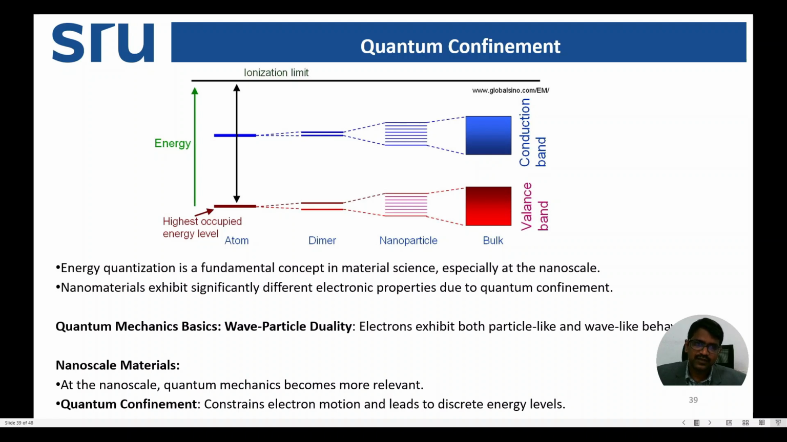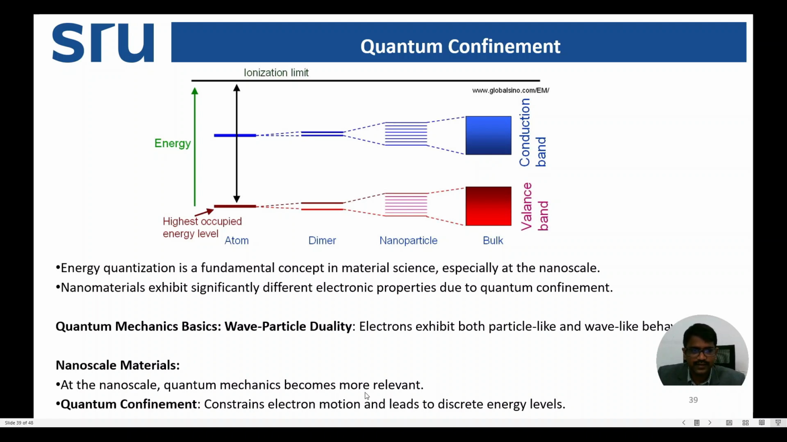We are all aware that electrons can have dual nature, both particle nature and wave nature. By using the photoelectric effect, you can understand the particle nature. Similarly, by observing interference and diffraction, you can understand the wave nature. So at the nanoscale, quantum mechanics becomes more relevant.